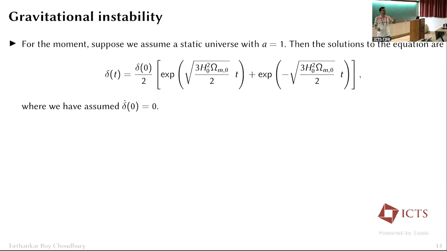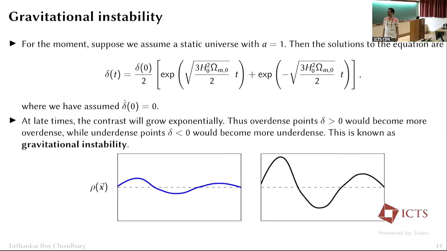This term will become subdominant. The growing term will make δ grow as long as the initial δ was positive. Initial δ positive means ρ is greater than the average density, which means you started with an overdensity. So if you start with an overdense region, it will grow, and vice versa.